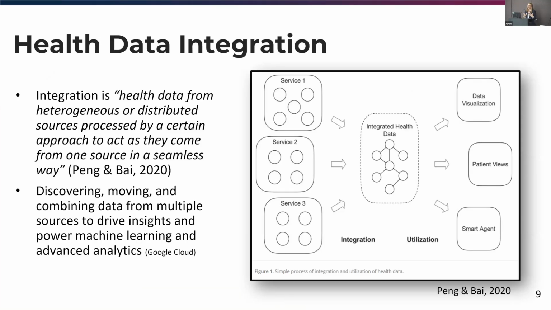So when I talk about health data integration, I did want to provide some definitions of what I mean by this. I think that Peng and Bai offer a really good definition. They did a literature review on health integration, and their definition is that health data from heterogeneous or distributed sources are processed by certain approach to act as if they come from one source in a seamless way. I think that's a really great way of thinking about it. We have all of these different sources, EMRs plus other data sources, right? Internal and external. We want to put them into one centralized location where we can access those data very easily for analysis or visual analytics purposes.